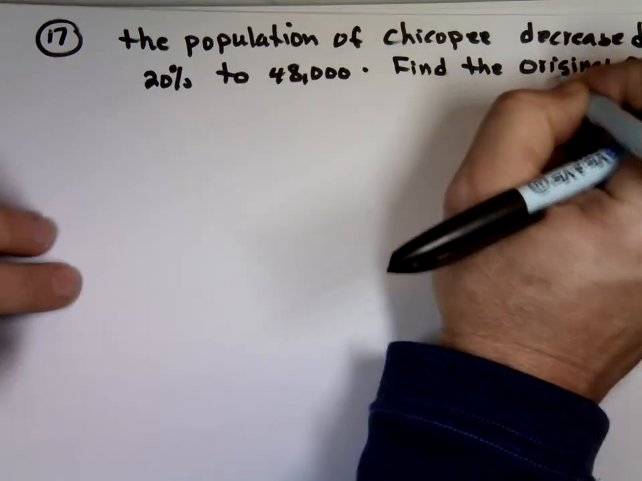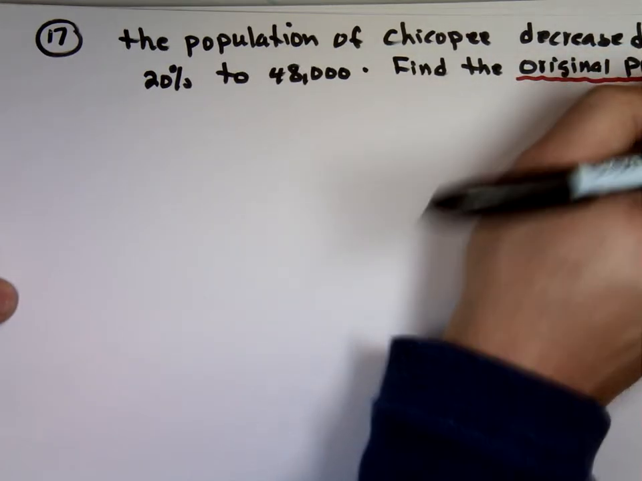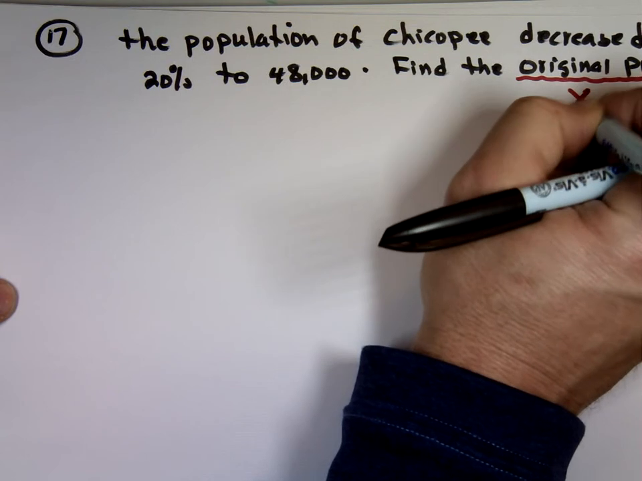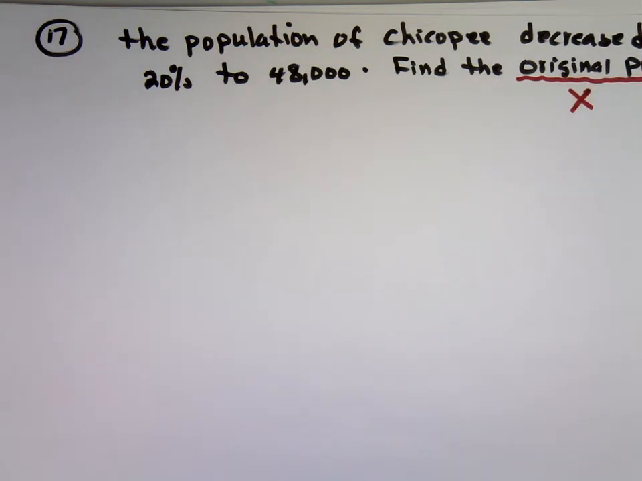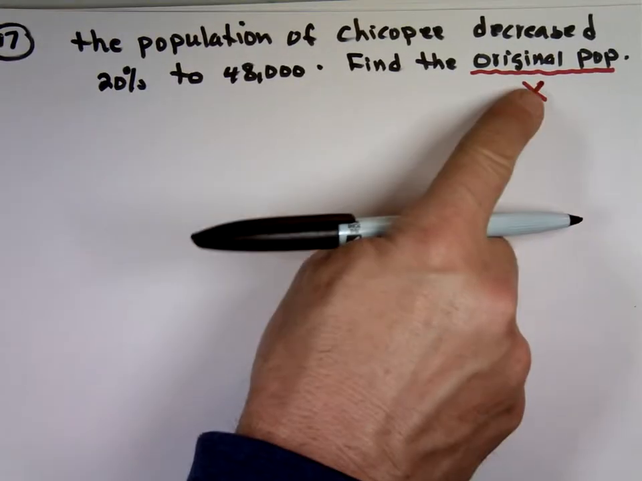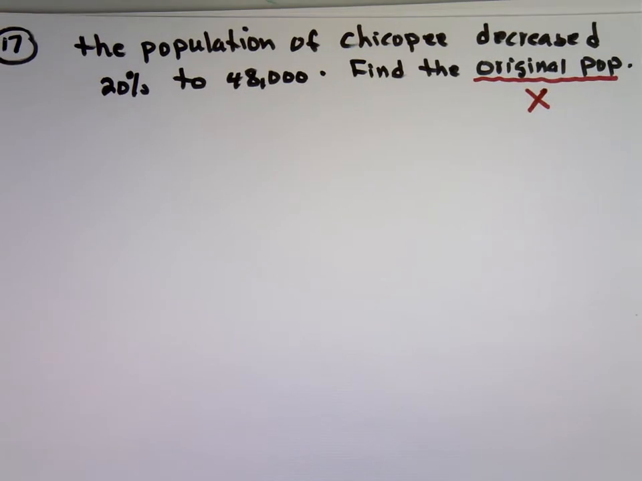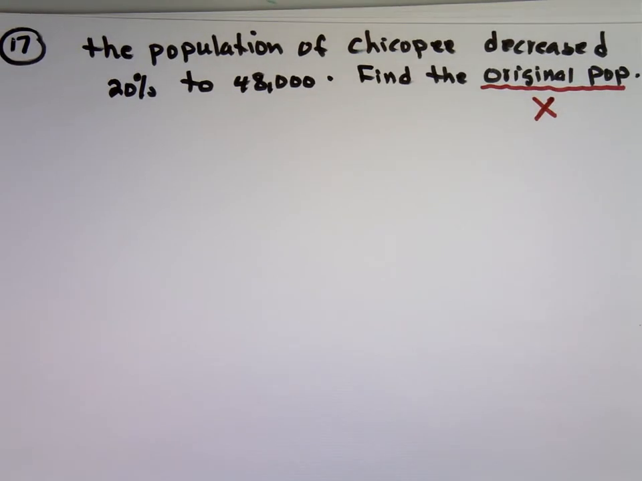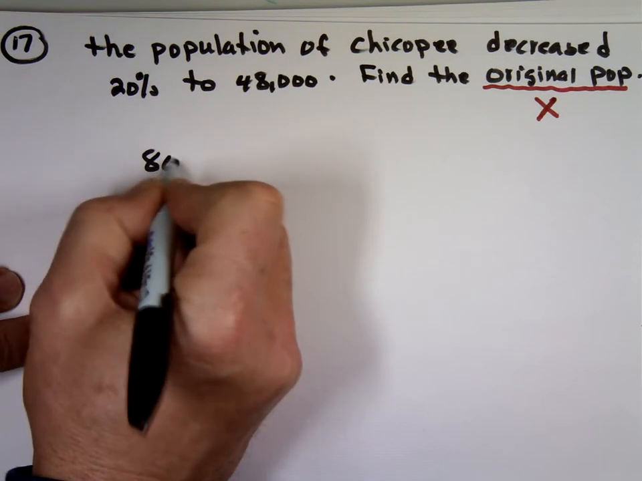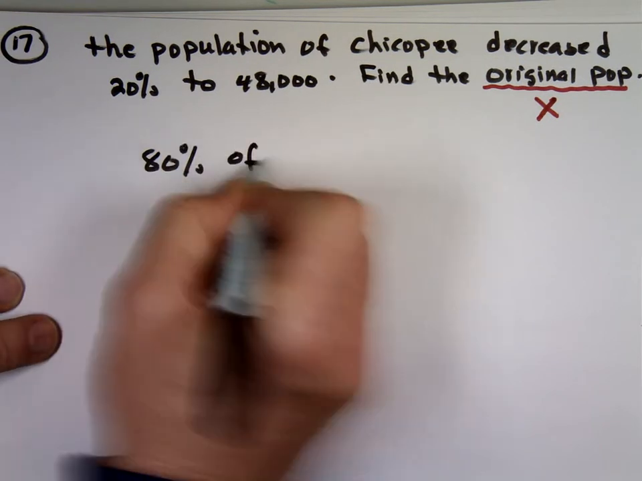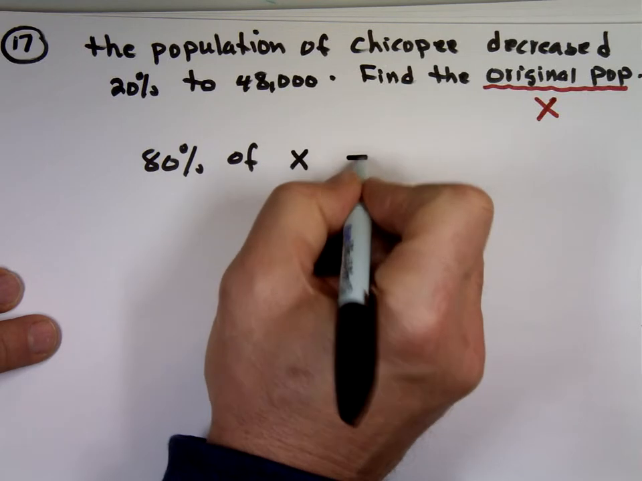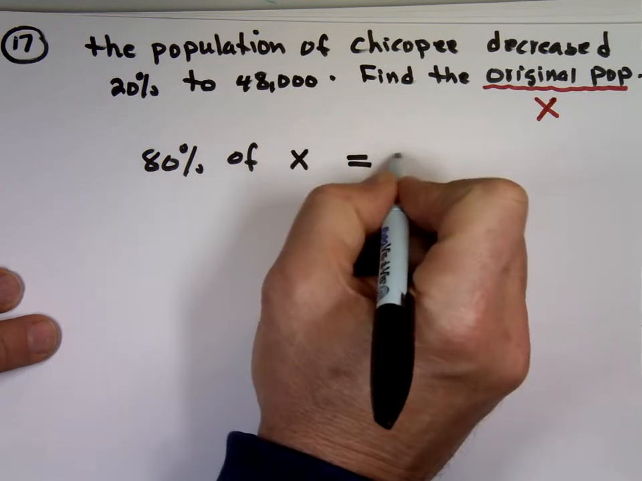Now, the original population is unknown to us. We'll call it X. If the population of Chicopee decreased by 20%, what percent of this group still lives in Chicopee? 80. If you decrease by 20%, that means still 80% of the people still live in Chicopee. So 80% of the original population is still living in Chicopee, which is equal to how many people now? 48,000.